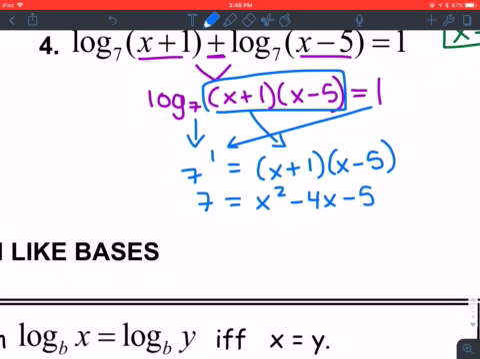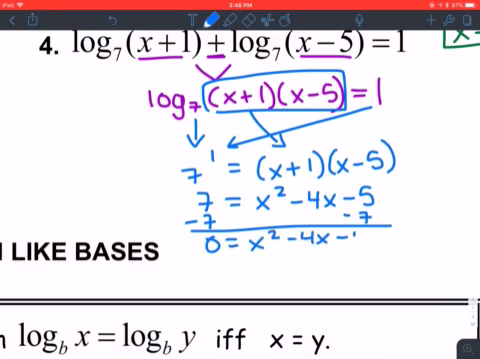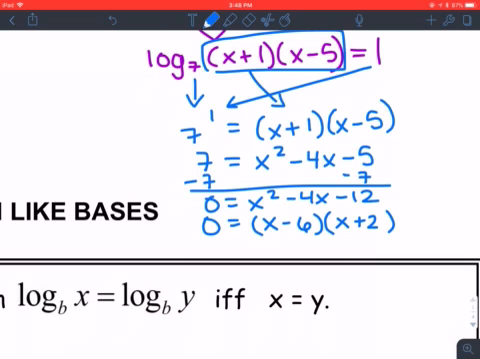Since you have a quadratic, remember the only way to solve a quadratic is by setting it equal to 0. Once you have it set equal to 0, the quickest way to solve would be factoring. And since two numbers multiplied by each other to get 0, one of them has to be 0, so we can actually set both of them equal to 0. We get 6, and we get a negative 2.